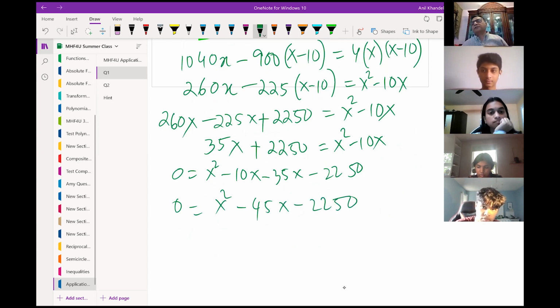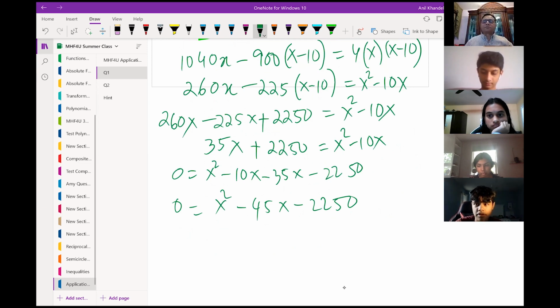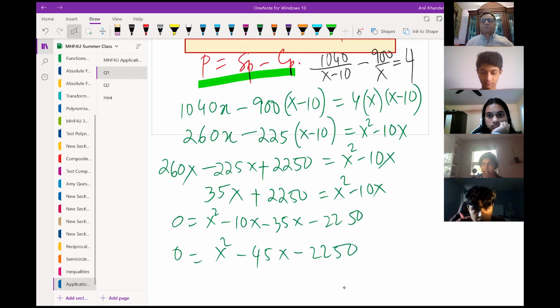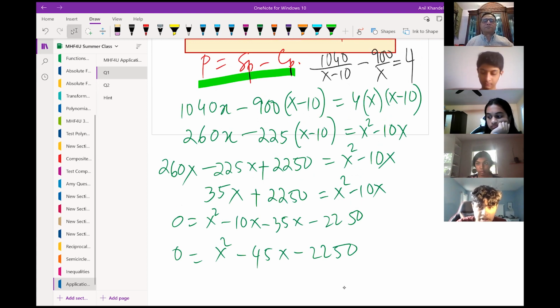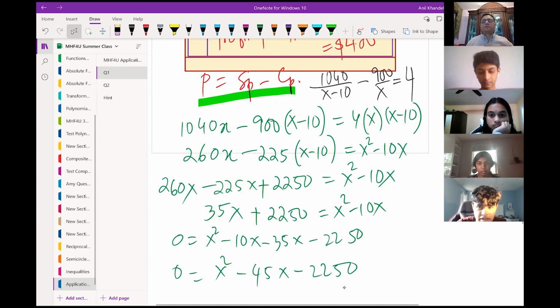Now you could do product and sum, or you can use the quadratic formula. Did you all get the same equation, or did I do something wrong? Sir, I have a question. Yes, ask. I'm just a little bit confused. I think I know how you did it. You did 1040 x minus 900 x minus 10, and it's being multiplied by x minus 10, and then you multiplied x and x minus 10 on both sides. Wouldn't that mean you're canceling the x and the x minus 10 out from the other side because you're multiplying, and then from this side you divide?